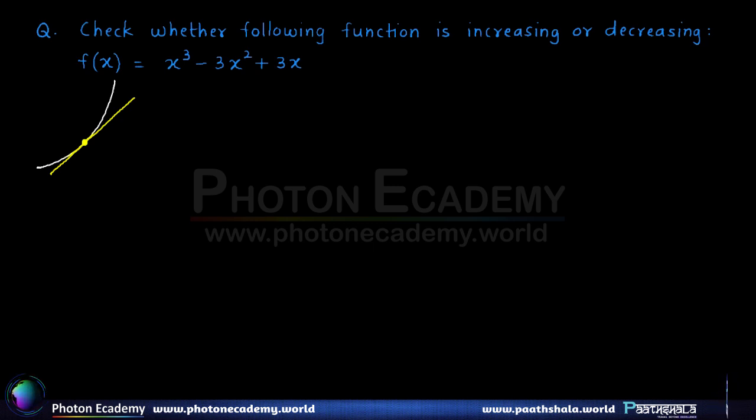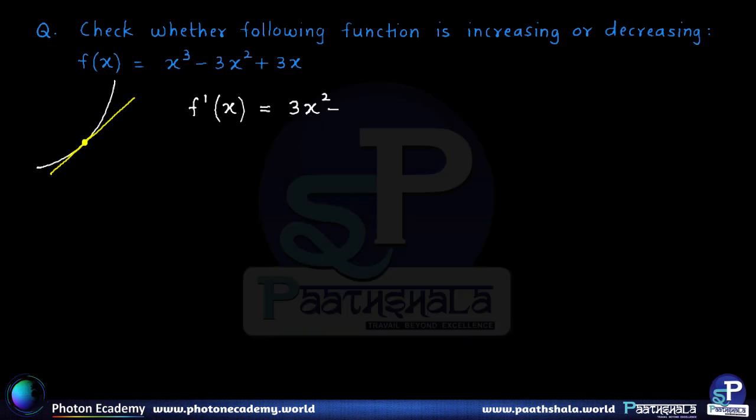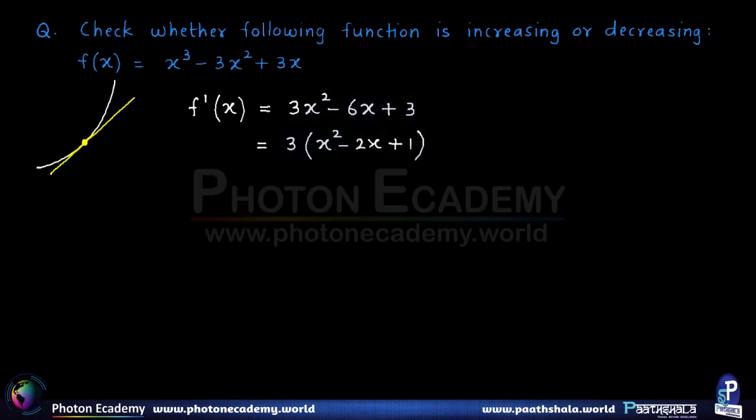So based on the function, we have to calculate the slope, which is nothing but the derivative, as we know. So f dash of x here is given by 3x square minus 6x plus 3. So we can take 3 common from all terms, so we will be left with x square minus 2x plus 1, isn't it? Now we want to check whether this particular quantity is positive, negative, or what.